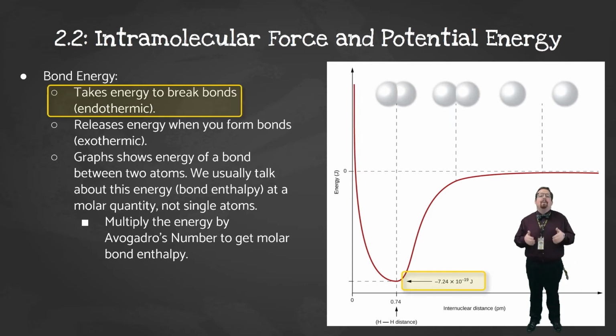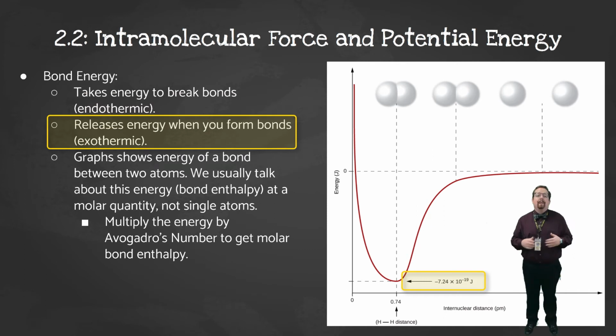This is an endothermic process because you have to put energy into it in order to break the bond. When you form a bond between two atoms, it releases a certain amount of energy. That's considered an exothermic process. The amount of energy released when forming a bond is equal to the same amount of energy it requires to break that bond. Endothermic processes have a positive change in energy because you add energy into the system, and exothermic processes have a negative change in energy because the energy leaves the system.